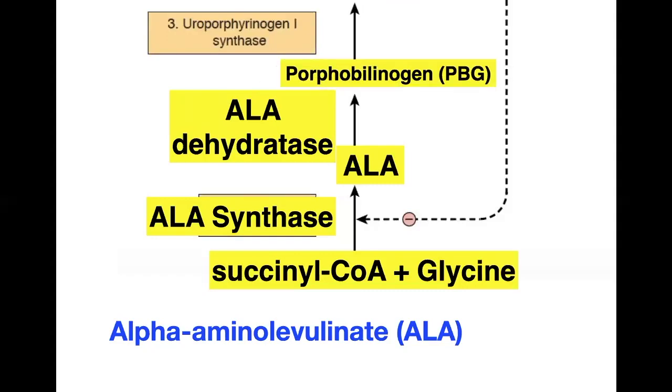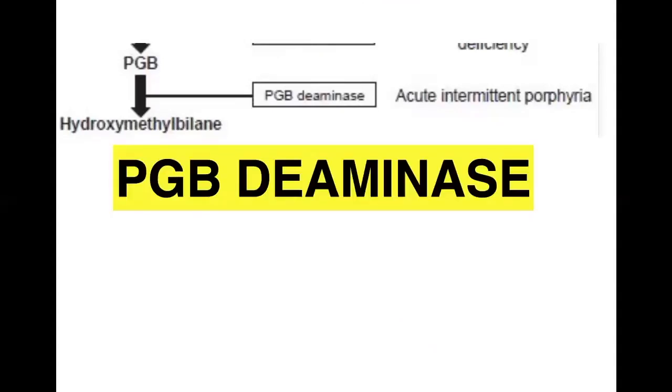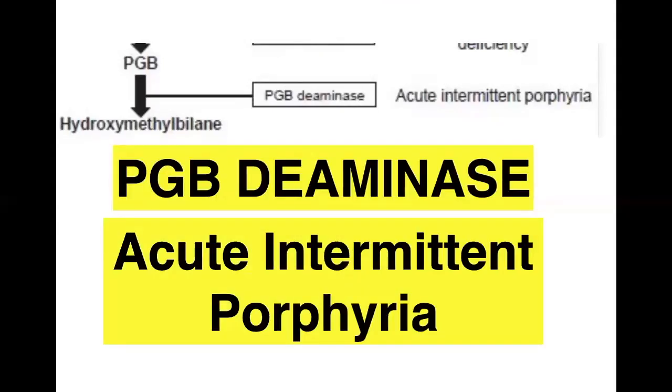Okay, and this is your famous PBG, or Porphobilinogen. Now here, let me mention this. Memorize this by heart. Porphobilinogen, or PBG, becomes hydroxymethylbilane. The enzyme involved is PBG deaminase.